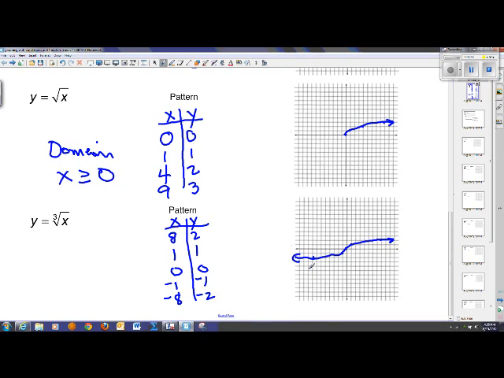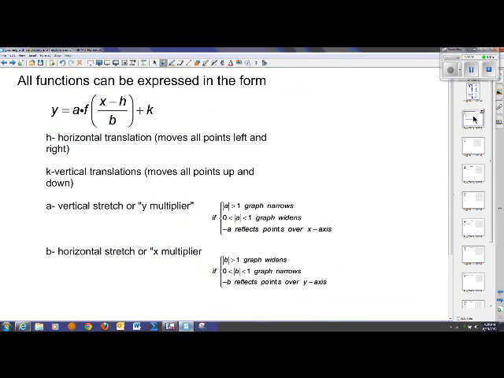All right, so these are all of our parent functions, which each and every one of these, we're going to take now and transform them, translate them, move them around. So, a couple of rules. All functions that we've written, and even more, we're going to do logarithms later, exponentials, you name it, can be expressed in the following form.